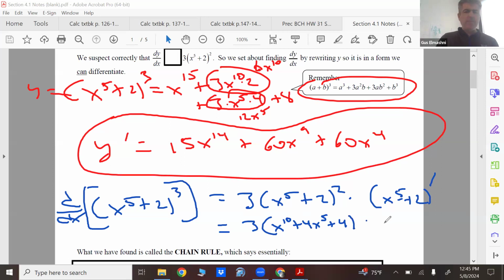What's the derivative of x to the 5th plus 2? 5x to the 4. And if you were to distribute, what do you get? You will get 15x to the 4. Oh, look at that. 3 times 4 times 5, 60x to the 4. You get the same exact thing.